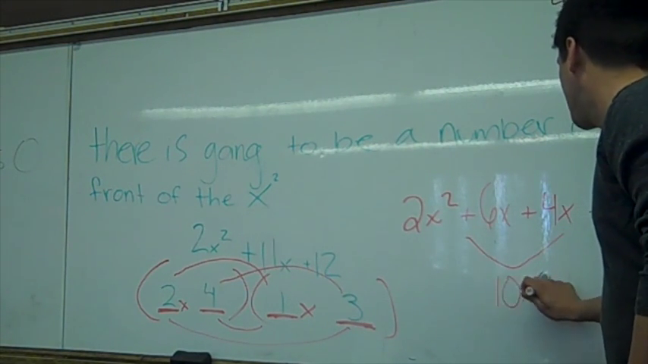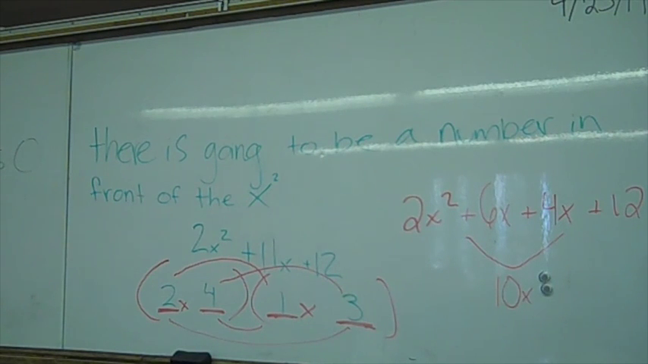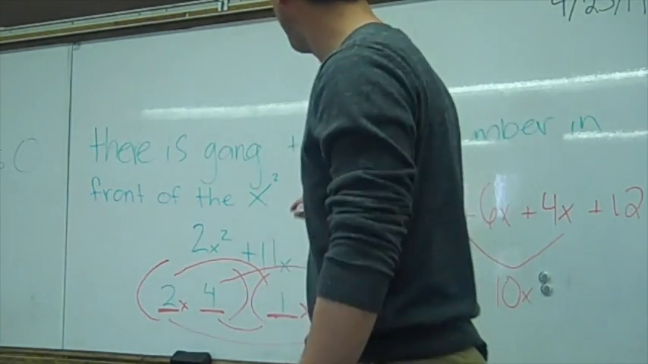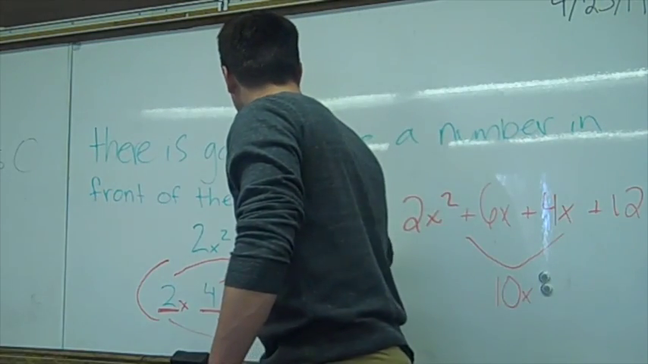What's possible is that I actually did the example wrong, or I typed it up wrong. What I want you to do, on the stuff that I printed, is change 11x to 10x.